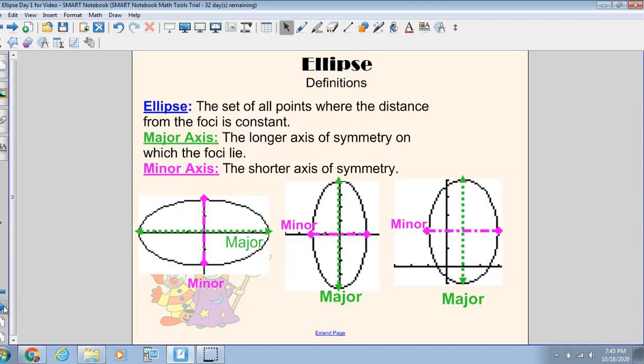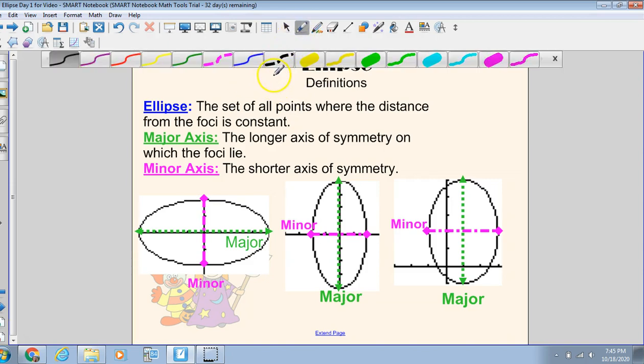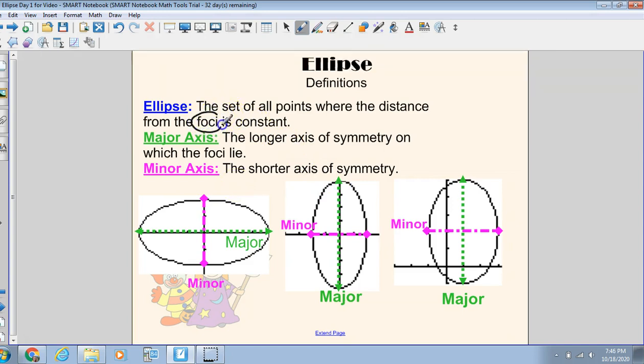Okay, so an ellipse is defined as a set of all points in a plane where the distance from the foci is constant. The foci are two fixed points. One is a focus, and the plural is foci. We're going to learn more about the foci during our next lesson, but they are two fixed points. For an ellipse, the sum of the distances from any point on the ellipse to those two fixed points, called the foci, is constant.